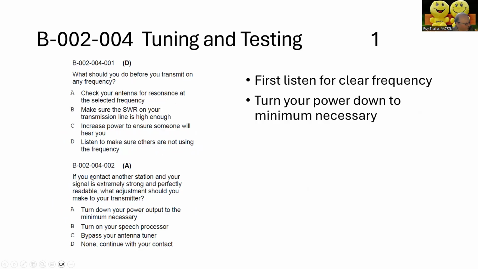And then the next question is, if you contact another station and your signal is extremely strong and perfectly readable, what adjustment should you make on your transmitter? So the answer is A, turn down the power output to the minimum necessary. So ideally, you want to use the minimum power necessary to communicate.